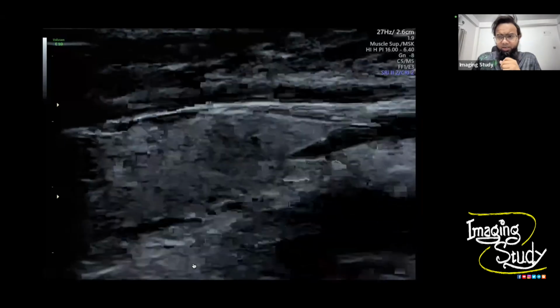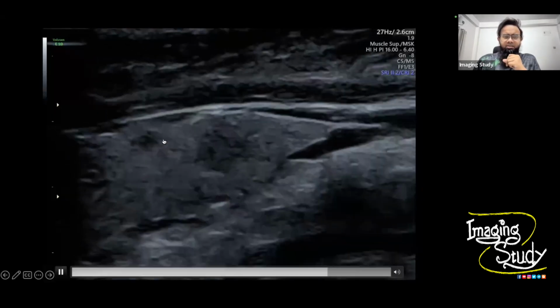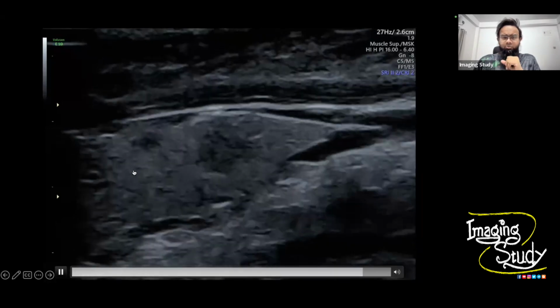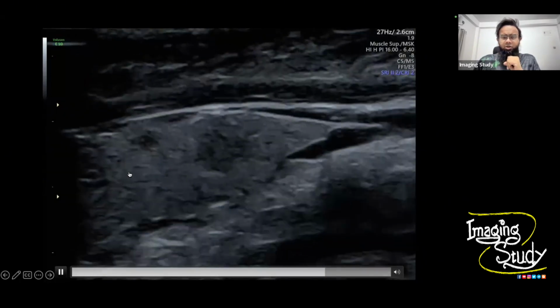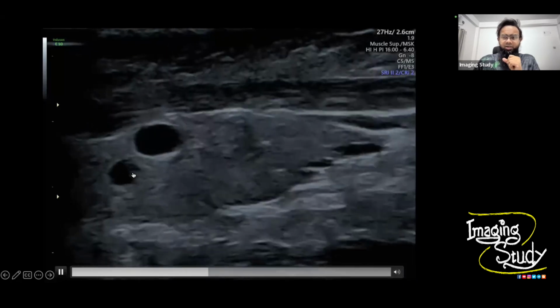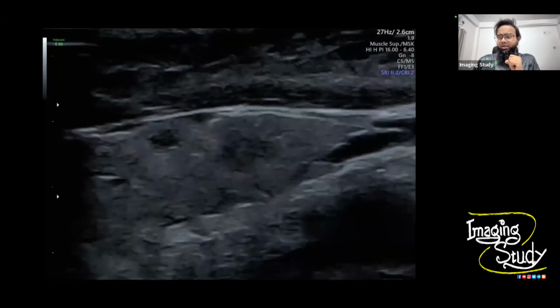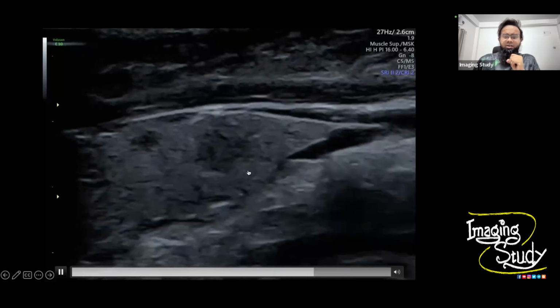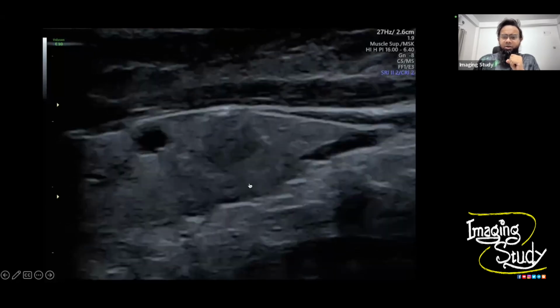Let me just describe again. So this one is the cystic one. This one is the mixed one. We have used color Doppler. We saw that the tiny solid component of this mixed one also showed some vascularity. Okay, my network is quite disturbing here, I think. Anyway, let's jump into this hypoechoic one.